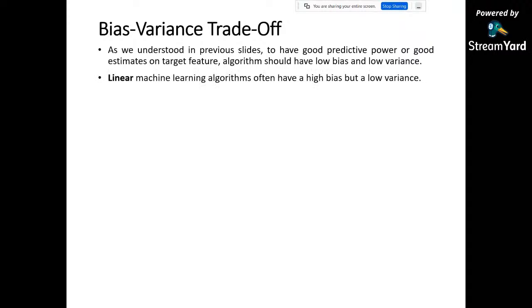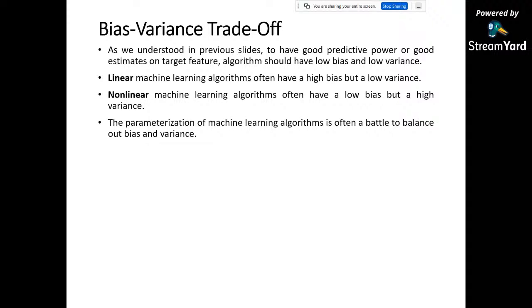Okay. So linear machine learning algorithms often have a high bias but a low variance. Correct. They are highly biased because they are simple algorithms, so they don't understand too complex data. So they start behaving like a high bias. And non-linear machine learning algorithms often have a low bias but a high variance.